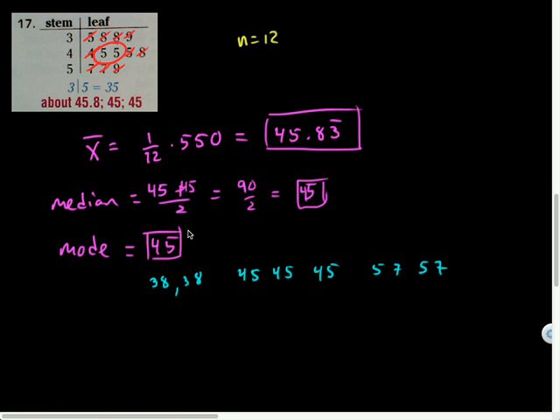Now, if I had 3 57s, let's say, then you would say that it is bimodal and that your 2 modes were 45 and 57. What if I had also 3 38s? What would you say about the mode of the list? It's actually no mode. So beyond a 2-way tie, it is no mode for our list.